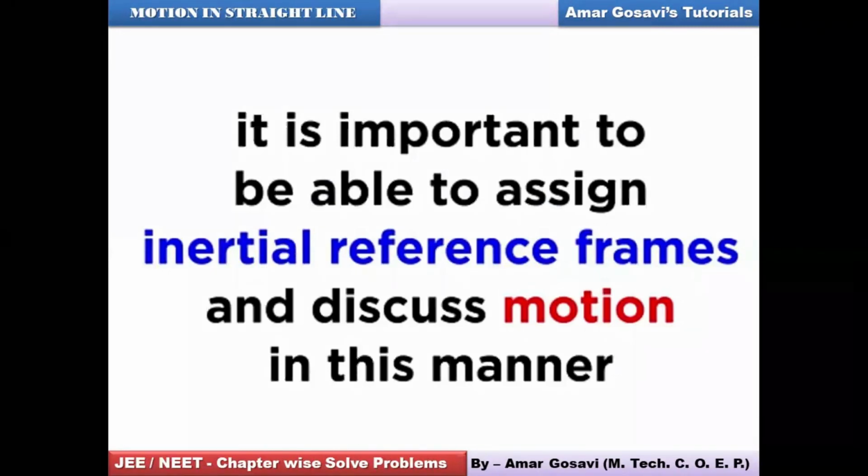First of all, we need to understand whether we are able to assign the frame of reference to discuss motion. We should be in a position to think about whether we are discussing an inertial frame of reference or a non-inertial frame of reference. And even if the case is of a non-inertial frame of reference, we should be in a position to assign an inertial frame corresponding to that motion. Okay, friends, let's move ahead then.